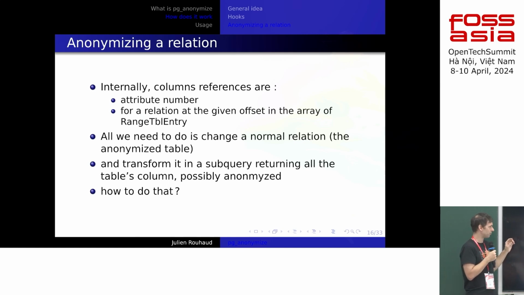That's important because if we change the RTE from a table to a subquery, it won't break anything, as long as you output the same number of fields with the same data type. It doesn't matter if the query itself changes, it will still be column 1 of RT 2. So it will still work the same, and it will just see new data. So all we have to do is change the normal relation to a subquery that does the anonymization. So how can we do that?